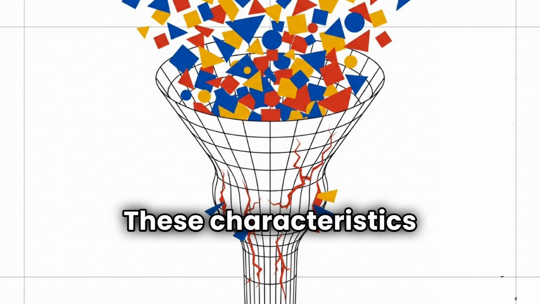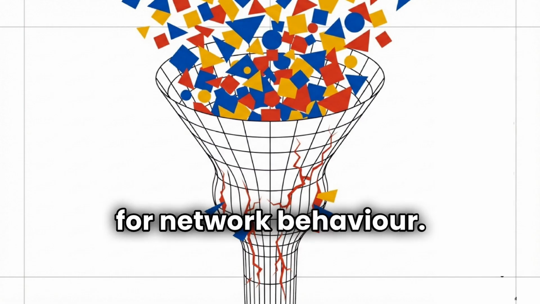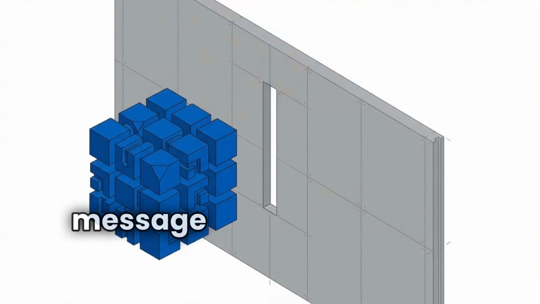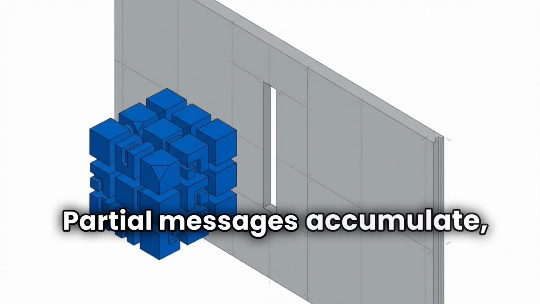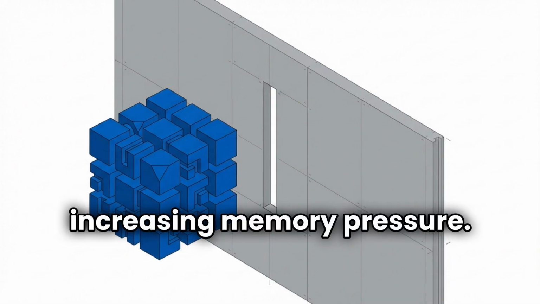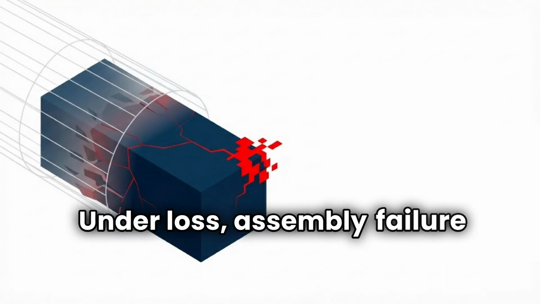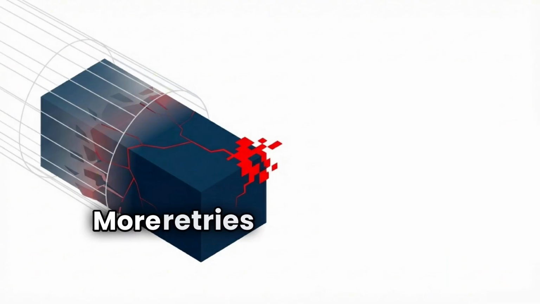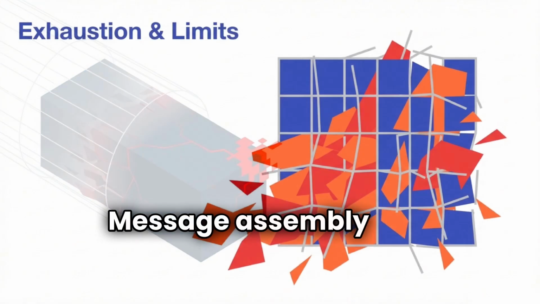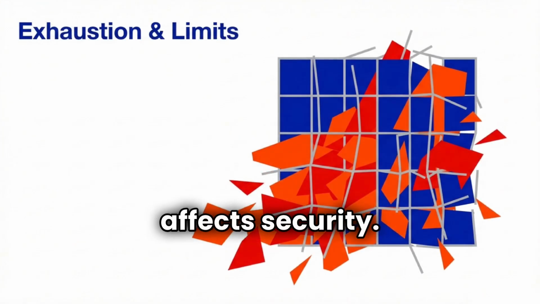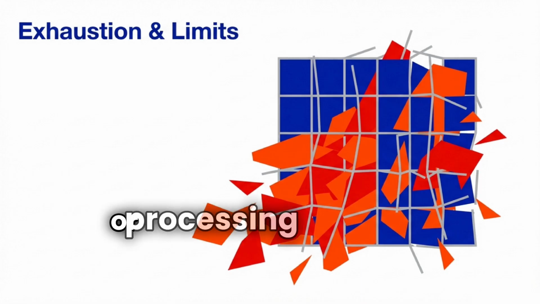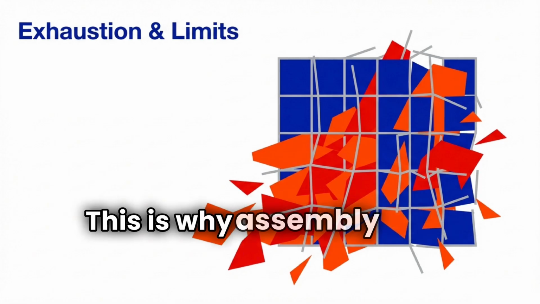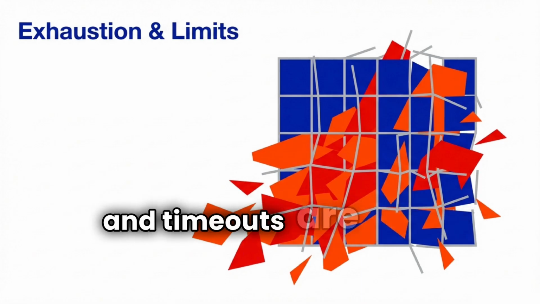These characteristics have deep implications for network behavior. Under congestion, message assembly buffers fill more slowly. Partial messages accumulate, increasing memory pressure. Under loss, assembly failure becomes more common. More retries are triggered. Latency increases. Message assembly also affects security. Attackers can exploit assembly buffers to exhaust memory or processing capacity. This is why assembly limits and timeouts are critical.